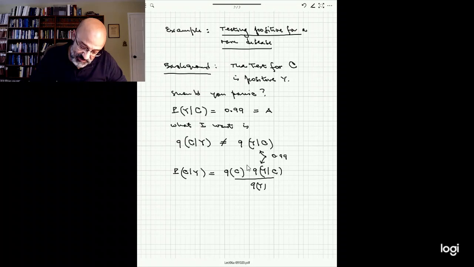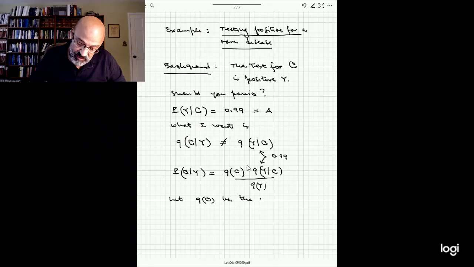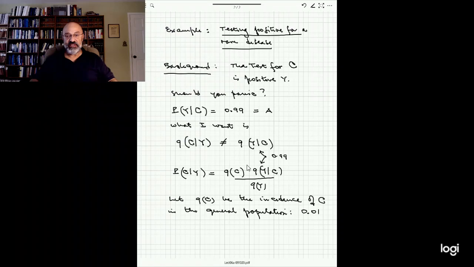So let Q(C) be just the incidence of cancer in the general population. What is the percentage of people that have cancer in the general population? Well, let us assume it's a rare disease. So I put 0.01, 1%. That would not be very rare, right? But still, it's a small number. That's the point I'm trying to make here.